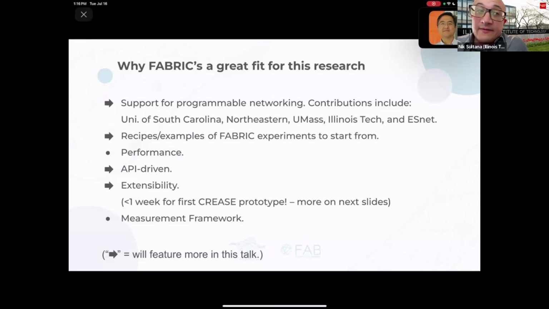Another thing that we find very important for automation, reproducibility and repeatability in running experiments that sometimes take many hours, is the API-driven nature of Fabric. So that we find is an absolute asset in our work. Another aspect is extensibility. So this is something that I'll tell you a bit more in the coming slides.